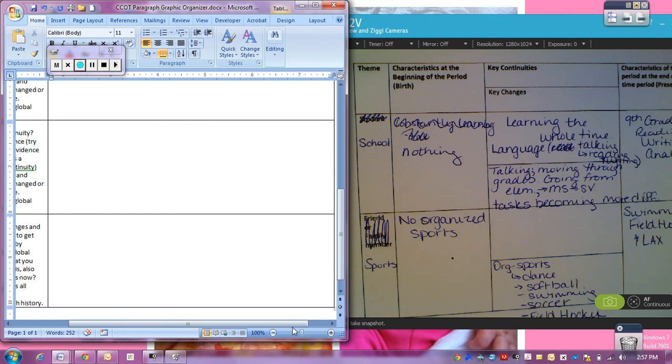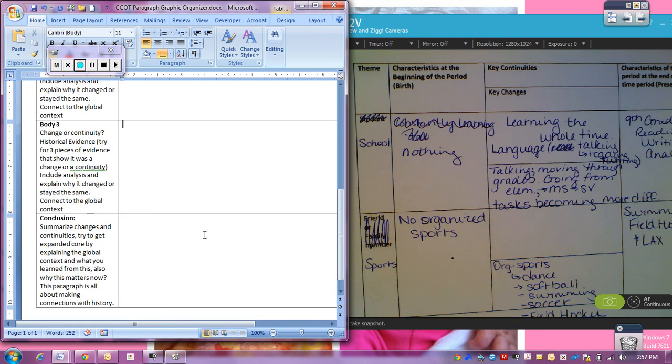And then my last paragraph is a conclusion where I'm going to summarize the changes and continuities. I'm going to try and get the expanded core points by explaining the global context and what I learned from this process. I'm also going to talk about why this actually matters now and like what impact it has had. And this paragraph is all about making connections with history, or, why this is important.